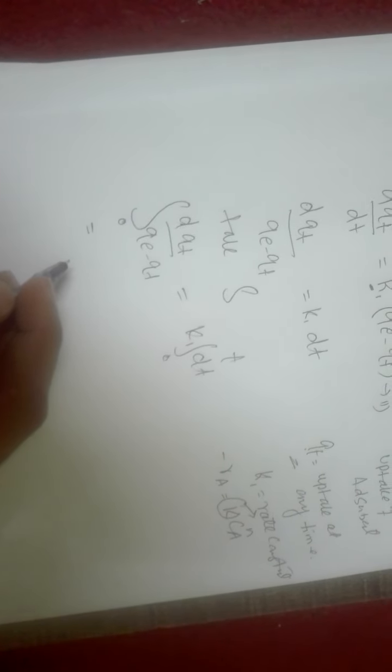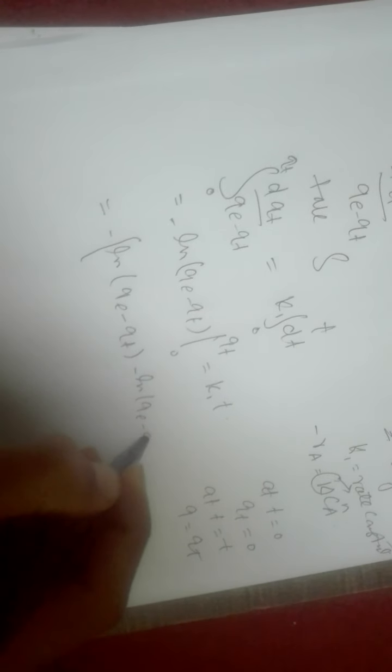Uptake Qt at time t equal to 0 is 0. At time t equal to t, Q is equal to Qt. So take the integral of this: minus ln(Qe minus Qt) from 0 to t is equal to k into t. So simply putting in the limits, we will get minus ln(Qe minus Qt) minus, minus ln(Qe minus 0), equal to k1 t.